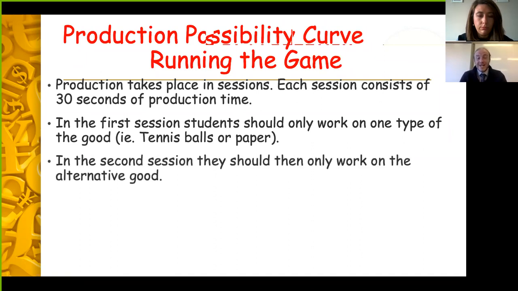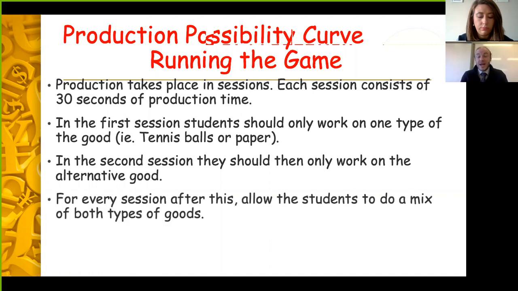In the second session then, they should work only on the other good. So if they pick tennis balls the first time, then the second time get them only to work on paper. Then every session you do after this, and they do say 3, 4, 5 different sessions of this, get them to do a mix of each.